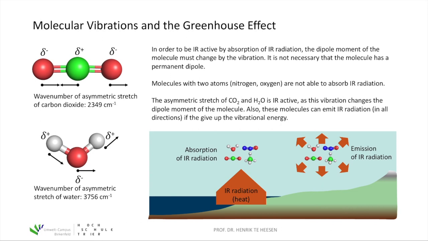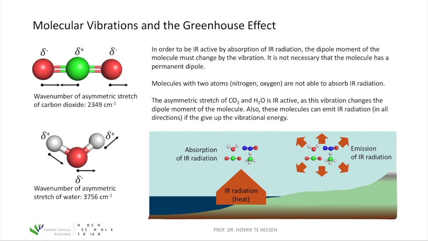And now what is important: in order to be able to absorb IR radiation, the dipole moment of a molecule must change by the vibration. That is given in these two vibrations, the asymmetric stretch of the carbon dioxide molecule and the water molecule. The overall dipole moment is changing. Of course, it is not necessary that the molecule has a permanent dipole, because you see carbon dioxide has no permanent dipole. If there is no movement of the atoms, the overall dipole is zero. Of course, we have a sub-dipole between the left-hand side oxygen and the carbon, and there's a dipole on the right-hand side as well. But the total dipole moment of carbon dioxide is zero. Of course, water has a permanent dipole, as the hydrogen atoms are positively charged, and the partial charge of the oxygen atom, of course, is negative.